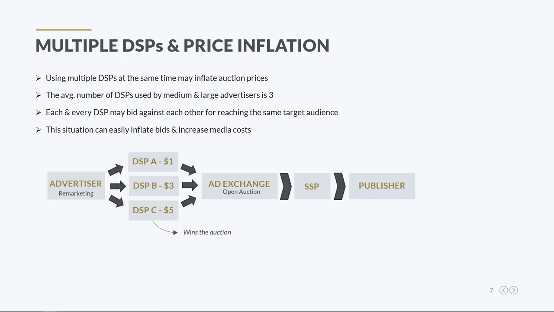But let's take an example to see how prices can get inflated in an open auction through the use of multiple DSPs. For this example, let's assume that an advertiser uses 3 different DSPs to run remarketing campaigns. When a user visits the publisher's website, the SSP passes this information to the ad exchange, which relays it to all those 3 DSPs. The first DSP places a bid of $1, the second places a bid of $3, and the third places a bid of $5. The SSP then decides that the third DSP wins the auction because it had the highest bid.